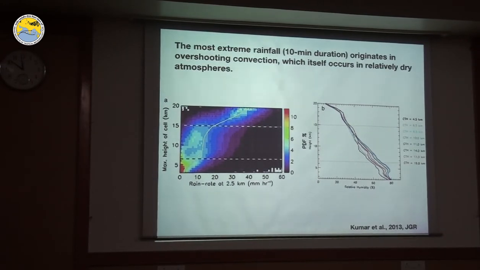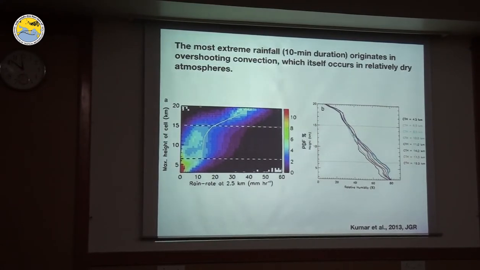Now the next thing we can ask is, what is the profile of relative humidity in the atmosphere as a function of how deep the clouds are? Initially we start with clouds that are 5 kilometers deep, and you see the relative humidity is this black line, and it's very dry. The atmosphere is very dry, so that you would expect. When the atmosphere is very dry, the clouds don't go very deep, they can't grow because of this entrainment process.